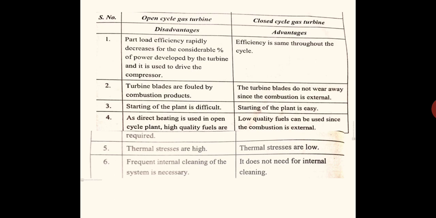Starting of the plant is difficult in case of open cycle, whereas in the case of closed cycle, starting of the plant is easy. As direct heating is used in open cycle plant, high quality fuels are required, whereas low quality fuels can be used in the case of closed cycle gas turbine. Thermal stresses are high in case of open cycle, whereas thermal stress is low in case of closed cycle. The frequent internal cleaning of the system is necessary in open cycle, whereas closed cycle does not need internal cleaning. These are the differences, or advantages and disadvantages, comparing open and closed cycle gas turbine.